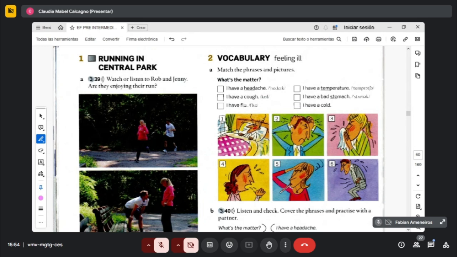La gripe, the flu. And well, have a temperature, 5. Legal, right? To run a fever. And I have a bad stomach, 6. And then it says have a cold, 3. That is resfrío, okay? To have a cold, cuando estamos ya con un resfrío. Number 3.